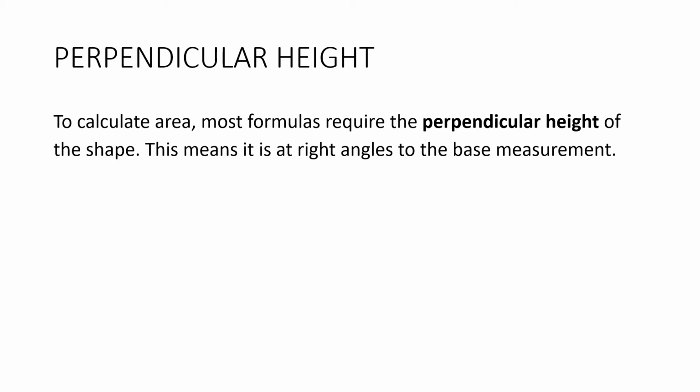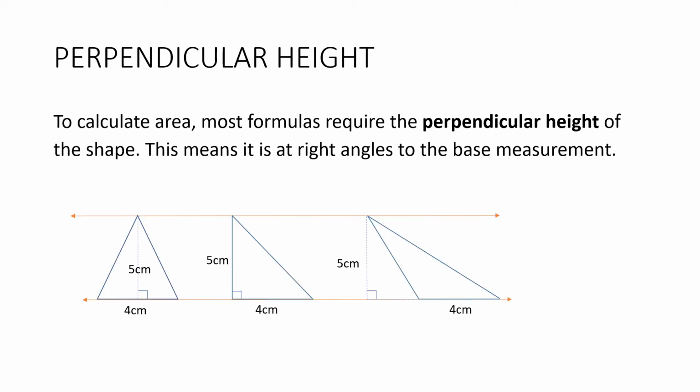Now, when we talk about height in an area formula, we're almost always referring to the perpendicular height. That means it has to be at right angles to the base measurement. So here's 3 different orientations of triangles. And in each case, we've got a base of 4 and a perpendicular height of 5. So what does that mean? It means each of those triangles has got the same area. Half times the base times the height. Half of 4 is 2. 2 times 5 is 10 centimetres squared.